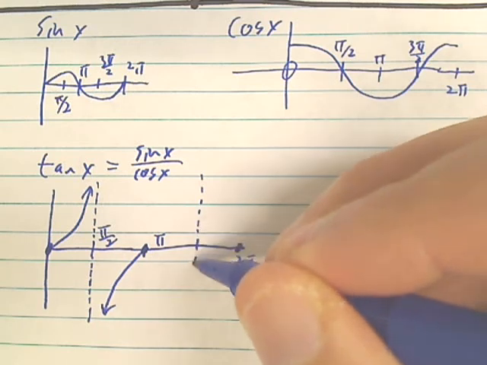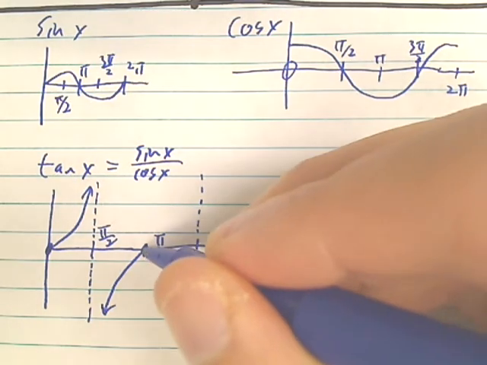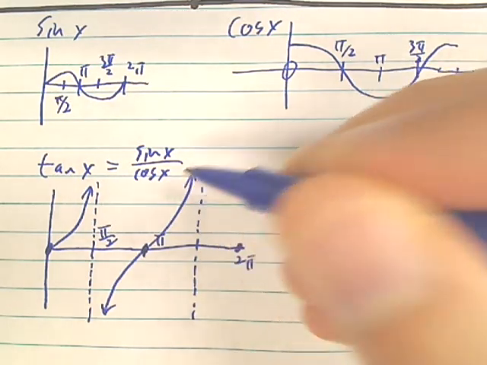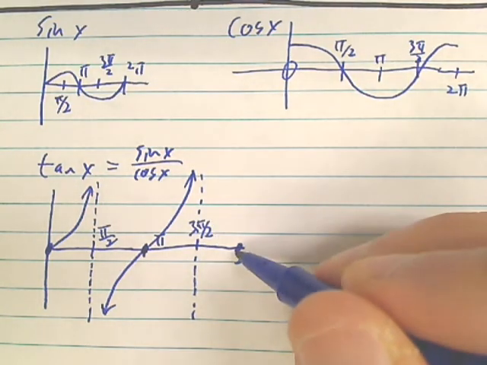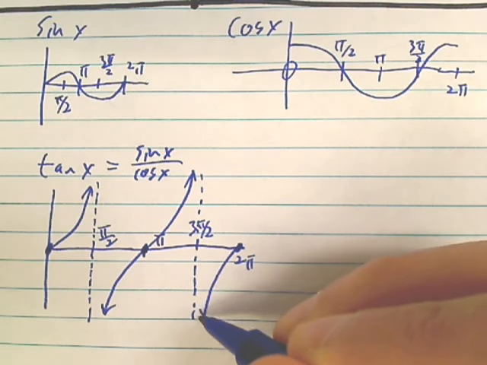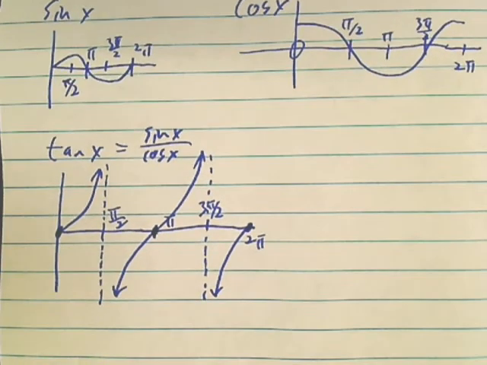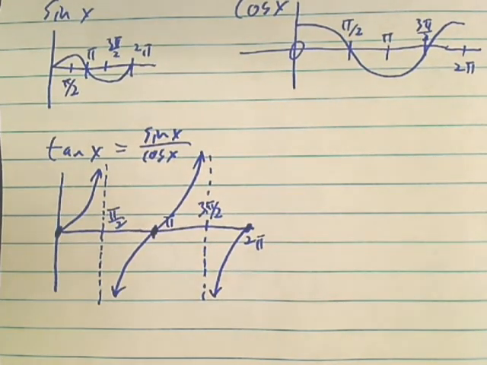We're going to have another vertical asymptote at 3 pi over 2. And there's your graph of tangent. I actually graphed 2 periods there of tangent. So if it asks you to graph, just keep that in mind. The period of tangent is half of what the other ones are. It just repeats itself quicker.